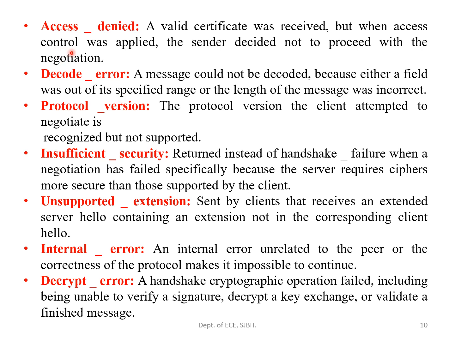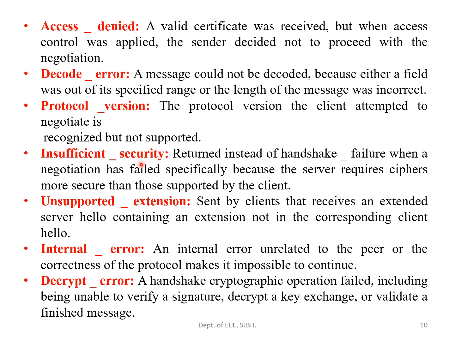Next, we get the alert message for access denied. A valid certificate was received, but when access control was applied, the sender decided not to proceed with the negotiation. At that time access denied happens, and we get the alert message.